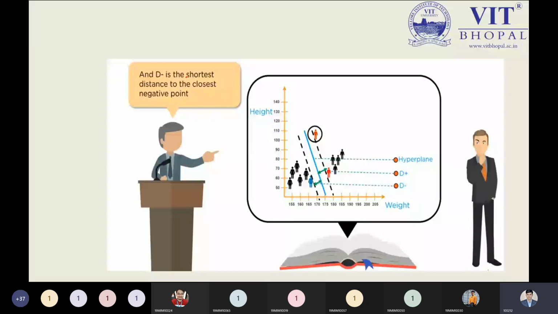Okay, and if I move to the next part to describe D minus, so what is D minus? D minus is the shortest distance to the closest negative point. So this distance you can observe over here, and if I take this distance from the hyperplane, then it is not the closest distance. It is not close to our information. So that is followed by the shortest distance to the closest negative point. So we can say it is a negative point. Now you can observe over here the distance from here and the distance from here. Which one is the closest distance? This is the closest distance. I can write over here, this is the closest distance for your betterment.